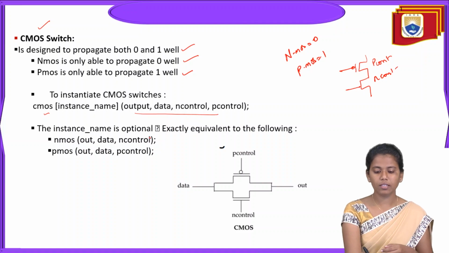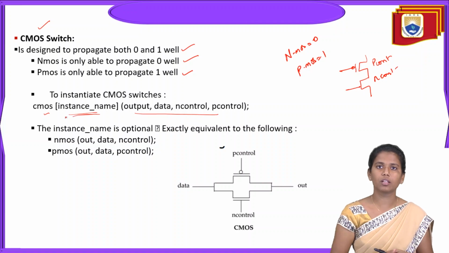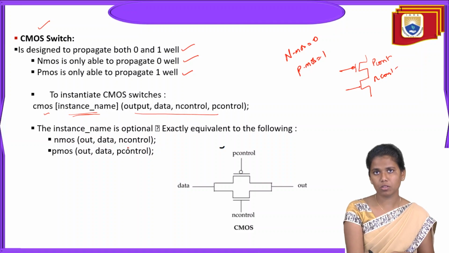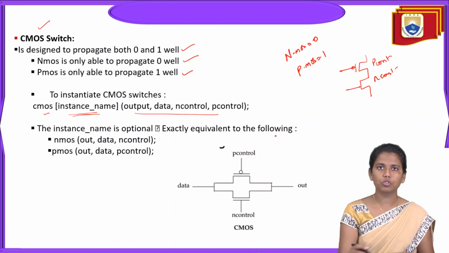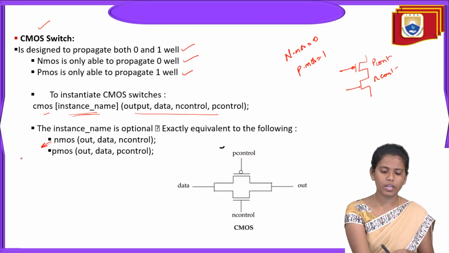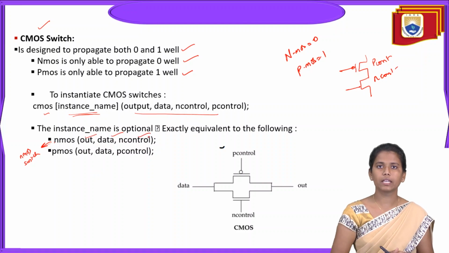After that, we will instantiate the instance names. This instance name is optional. That means we can give the name or we cannot give the name. That doesn't matter. So the instance name is optional, exactly equivalent to the following. Here we can simply write the name of a keyword. This is the N switch, the NMOS switch. For this NMOS switch, I'm using a keyword called NMOS, and in the port list I'm writing out, data and N control.